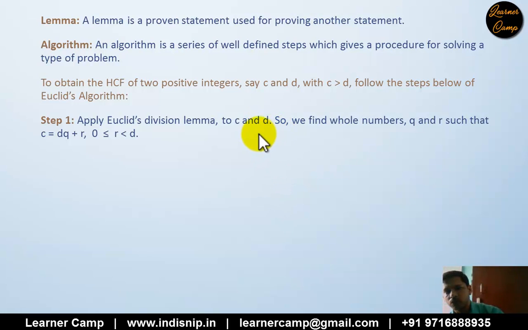If you remember what Euclid's division lemma was, it says that any two positive integers c and d can be expressed in this form. So let us apply Euclid's division lemma and express c and d as c equals d multiplied by q plus r, where the value of r is greater than or equal to 0 but less than d. So this is how we apply Euclid's division lemma. This is step number 1.